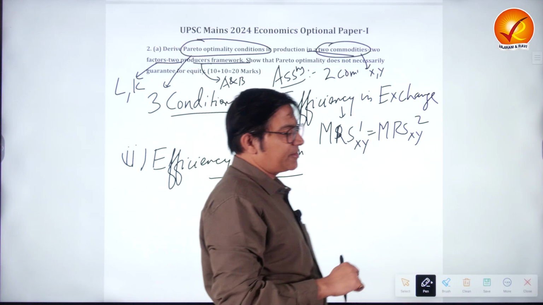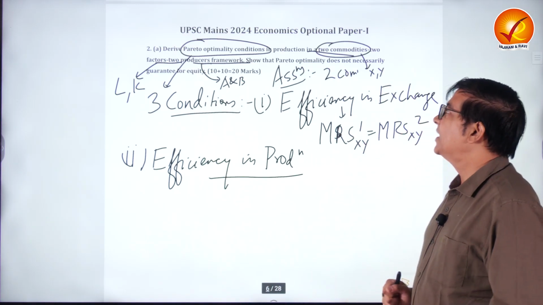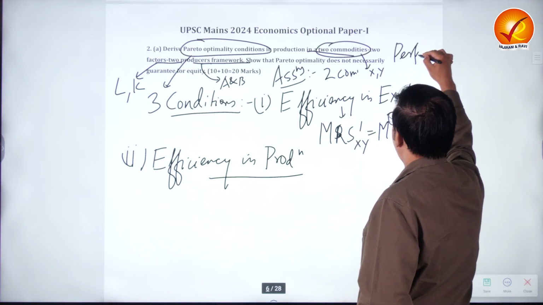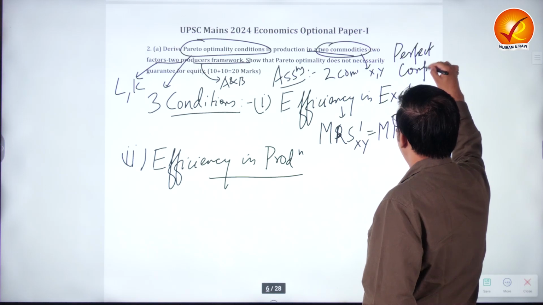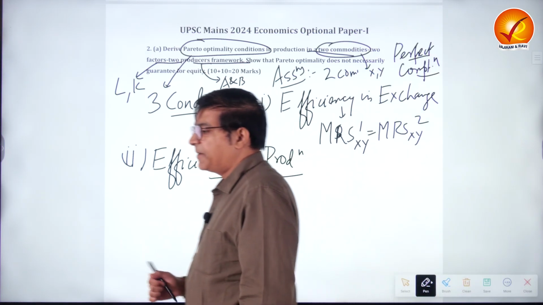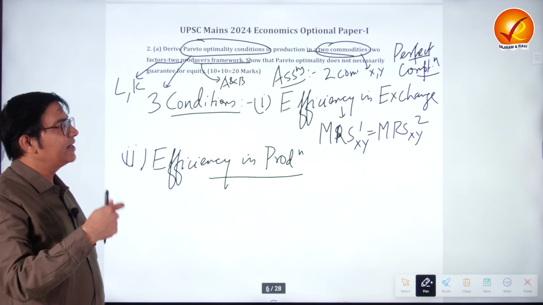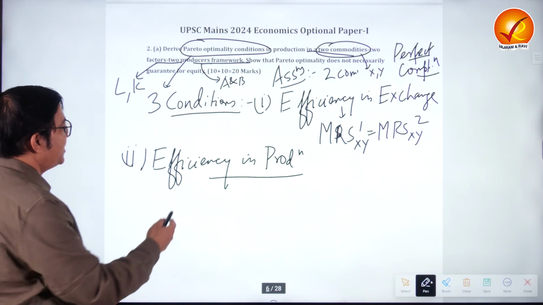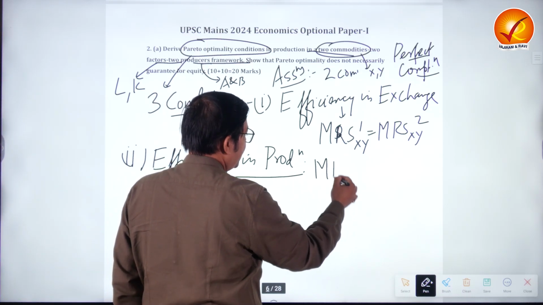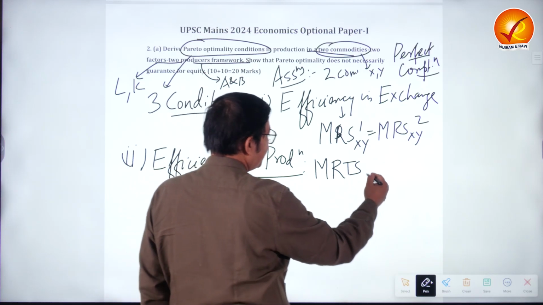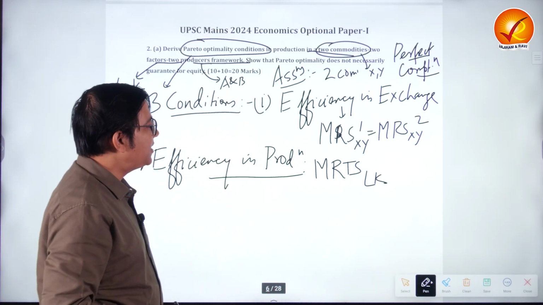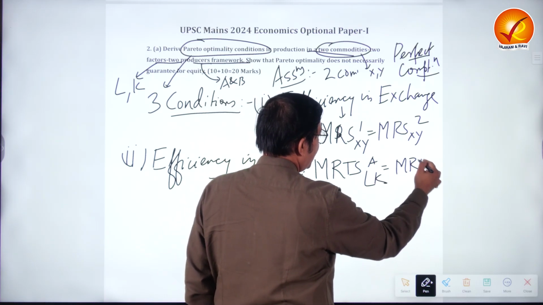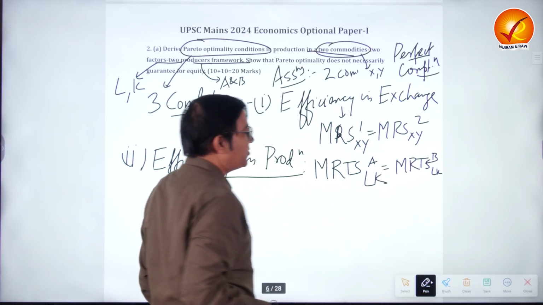Don't forget to write the assumption of perfectly competitive market, because these all conditions are going to be true only when there is perfect competition. During imperfect competition, this Pareto optimality needs some other conditions also to be met. Okay, so with these words in mind, efficiency in production will mean MRTS, marginal rate of technical substitution of labor for capital by some producer, let's say A, is equal to MRTS LK with respect to the other, which is B.